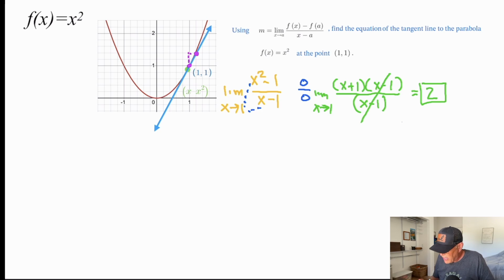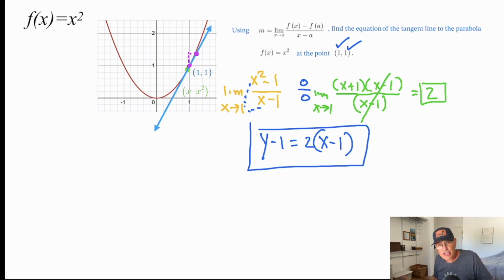Now we have a point and we have a slope. So now we can write the equation of the tangent line in point-slope form. So I'm going to go y minus 1 equals 2 times x minus 1, with our slope right in front. That is the equation of our tangent line in point-slope form. They didn't ask us to write it in another form, so this is sufficient.